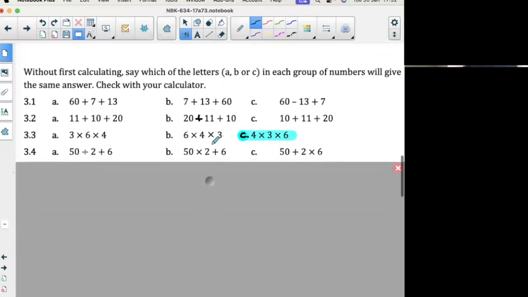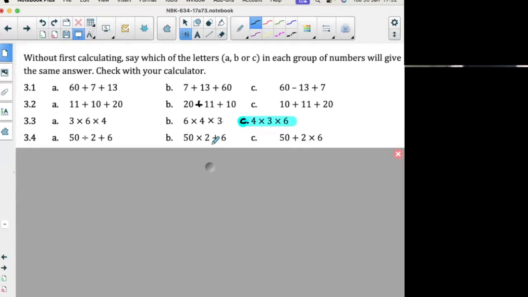Okay, now, what did you notice that was different about 3.4? Ma'am, it's because all the answers are not the same. Good. All the answers aren't the same. And why not? Because all the symbols are different. Am I right? Yes, ma'am. Okay. So let's go do the first one.